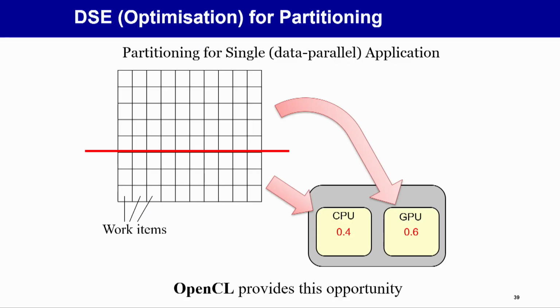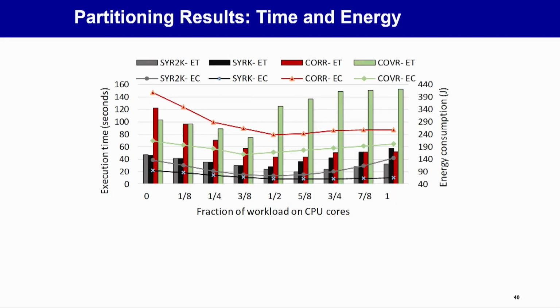But there could be other possibilities as well, right? So in one of the experiments, we took 4 applications: SYR2K, SYRK, correlation and covariance.